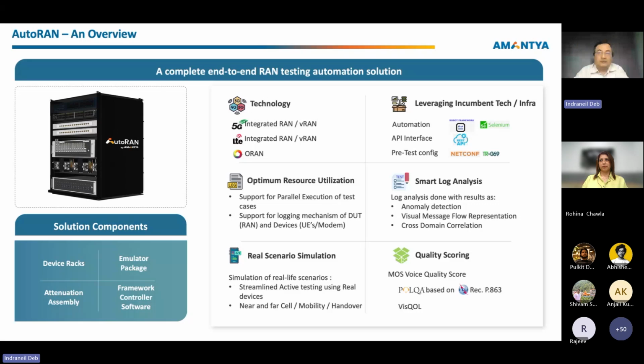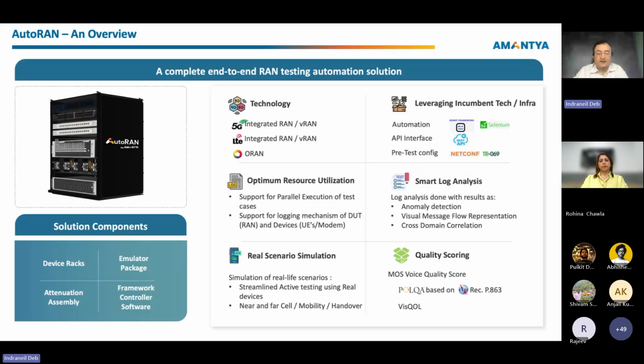In order to emulate or simulate real world scenarios, to test for handovers and, let's say, mobility scenarios, we provide an attenuation assembly also. This is also pre-integrated with the automation framework. You can use the attenuation assembly under the directive of the test cases that you write in the automation framework to decrease or increase attenuation, thereby decreasing or increasing the power that is seen by the UE. And this helps us to trigger mobility or handover cases that you can test within the confines of the lab itself. From a technology standpoint, we support 4G, 5G, and O-RAN as well.